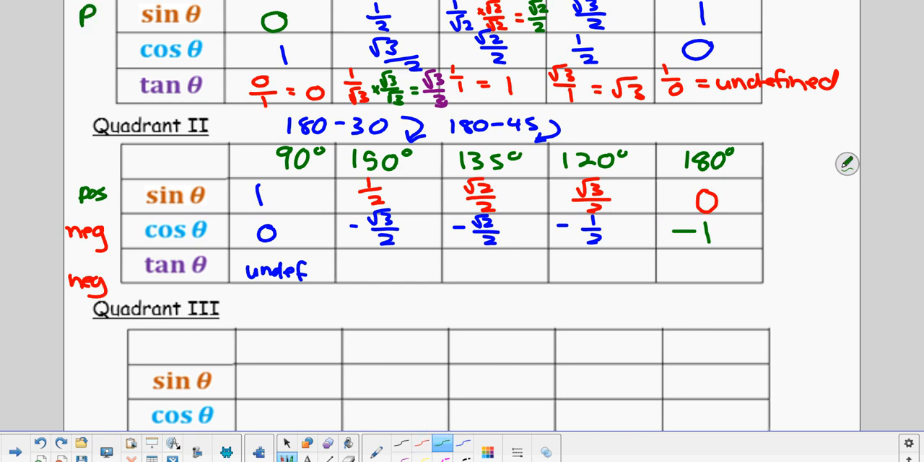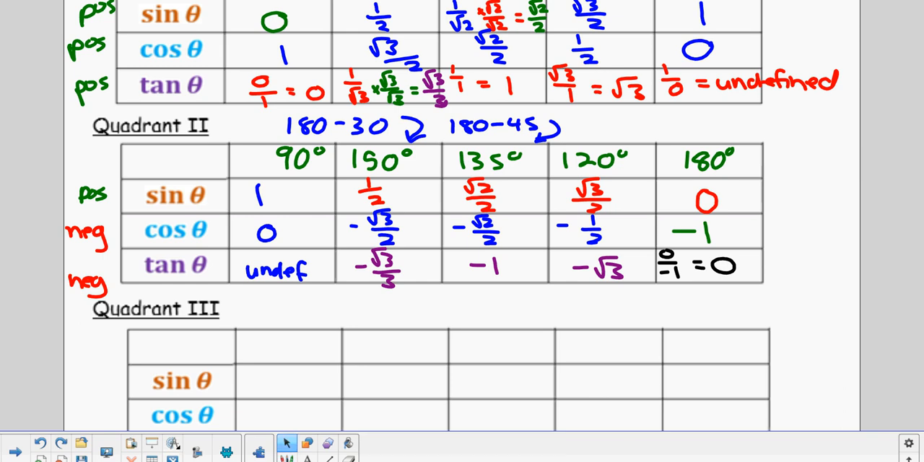If you want, you could have also put "pos" here as little notes for yourself. So it's just going to be the negative of that one, negative root 3 over 3. You've still got the same numbers as sine theta and cos theta, just one's positive, one's negative. And then 0 divided by negative 1 equals 0. So when you get to the boundaries, you have to actually think about those ones. You can't just copy in the numbers.